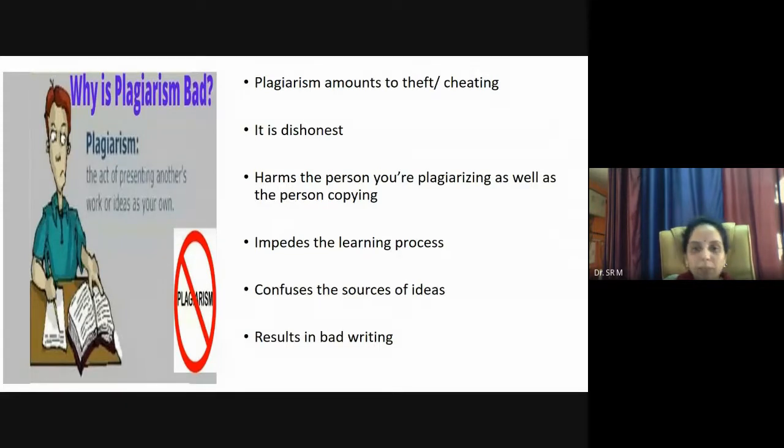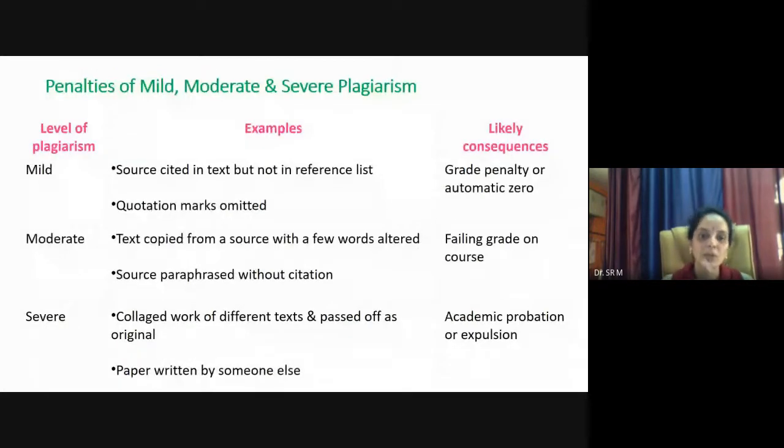All academic writing builds on the ideas of others. Obviously, without reading or referring to somebody else's work, I will not get any idea. So please allow your readers to noticeably trace the source of those ideas. From where did they come? And this results in bad writing also. A patchwork of different unacknowledged sources typically results in a mess. I told you that the penalties for mild, moderate, and severe plagiarism differ.